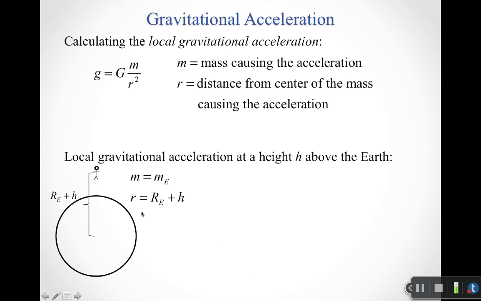If you want to talk about the local gravitational acceleration at some height above the surface of the Earth, now again, the mass causing the acceleration is going to be the Earth. But your location from the center of mass of the Earth is now the Earth's radius plus some height above its surface. And so that's what our little r now is. That's the distance from the center of mass causing the acceleration: the radius of the Earth plus your height h. And so when you plug that in, you get this expression. And so now tell me how high we are above the surface of the Earth, and I'll tell you what the local gravitational acceleration is.